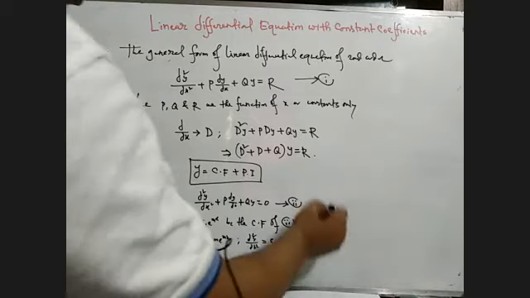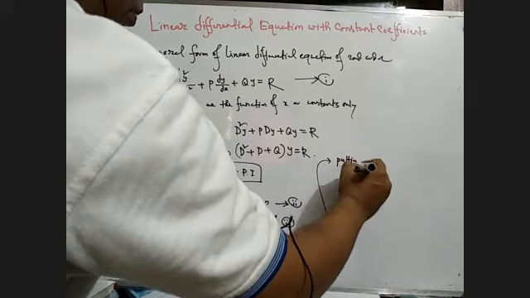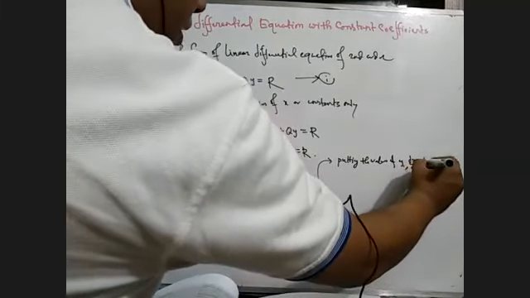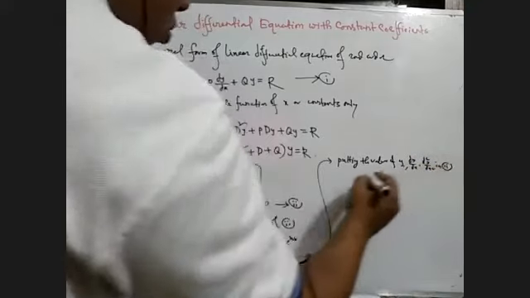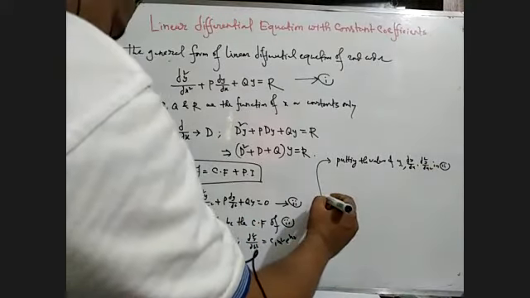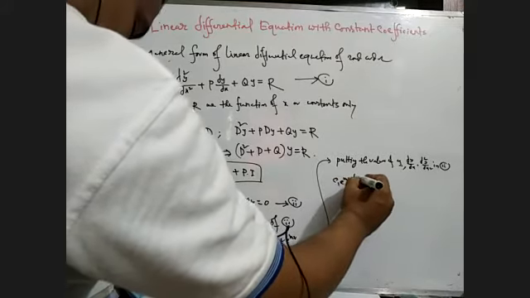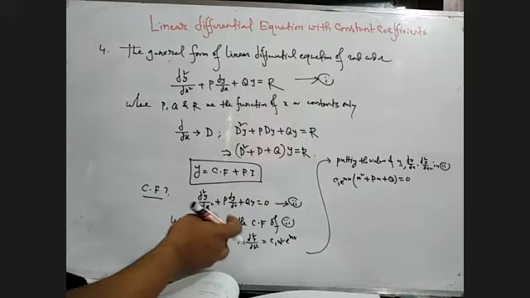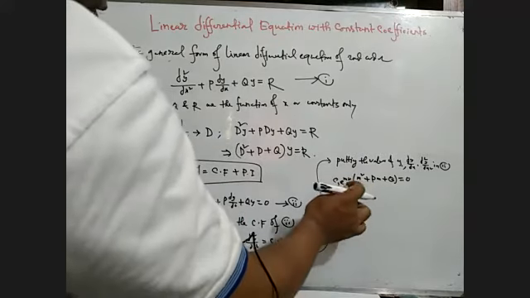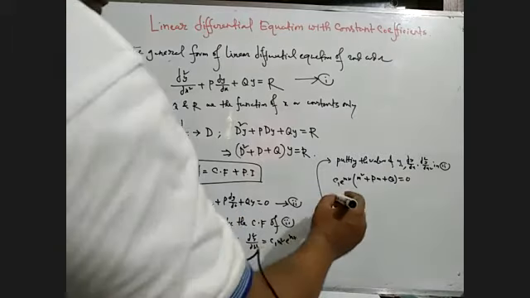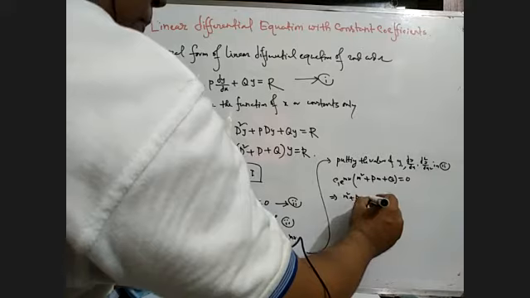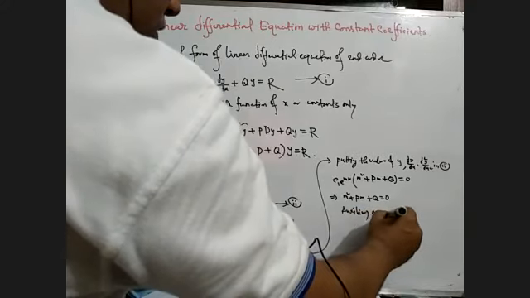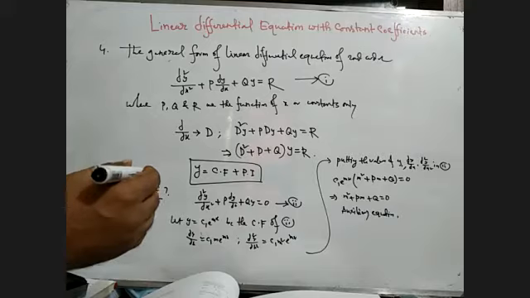Now putting the values of y, dy/dx and d²y/dx² in equation 2, we get c1 e^(mx) (m² + Pm + Q) = 0. Since e^(mx) is not equal to 0, from this we can write m² + Pm + Q = 0, which is called the auxiliary equation. Remember this: this equation is called the auxiliary equation.